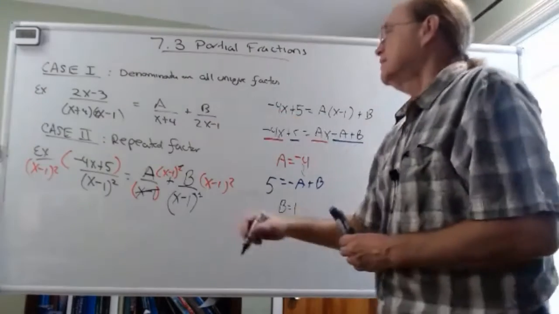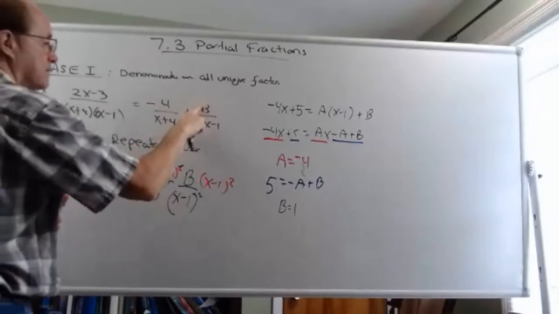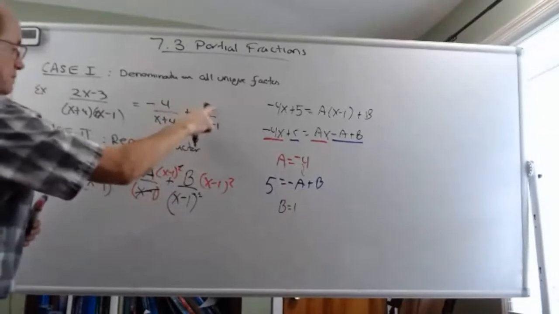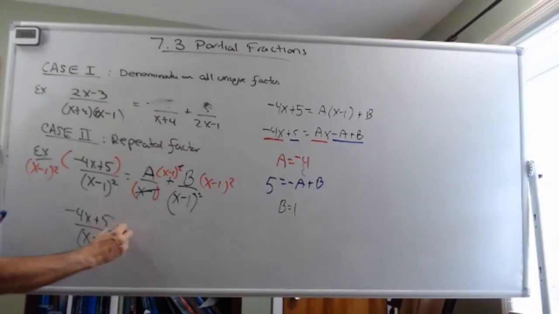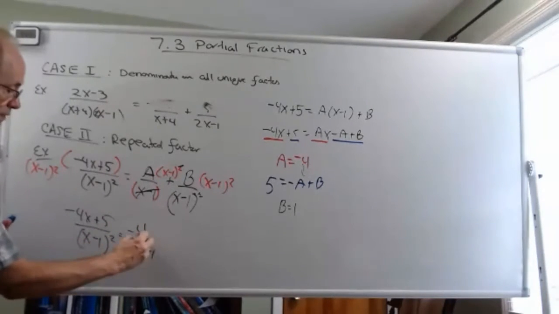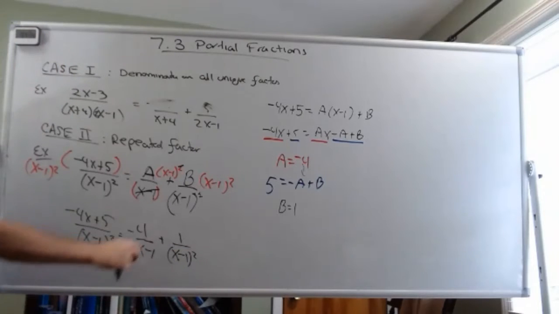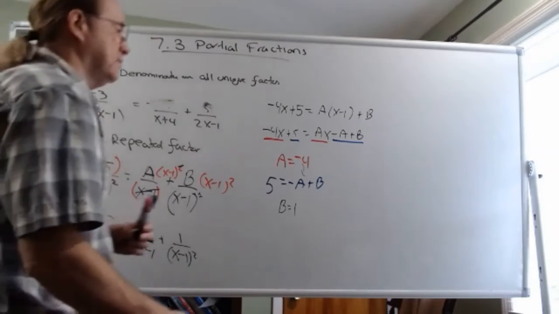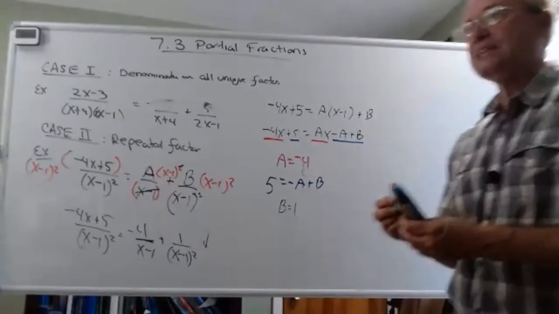So that means this rational expression is simply, oh, not this one, this one over here. Let me just write it over here. So I have negative 4x plus 5 over x minus 1 quantity squared, which is just equal to negative 4 over x minus 1 plus 1 over x minus 1 quantity squared. And you could combine these two together, meaning all I need to do is multiply the top of this by x minus 1 and the bottom by x minus 1, and I would combine them, and I would get the same exact answer. And you can see that it does work. So that's case 2. You have a repeated factor.